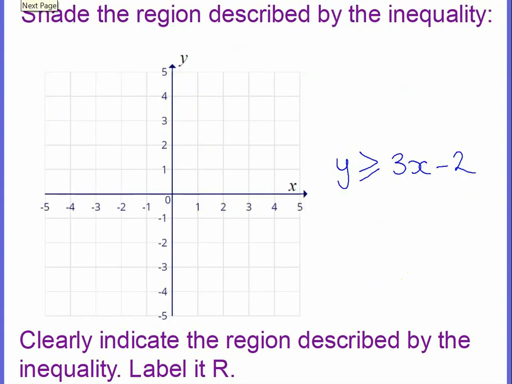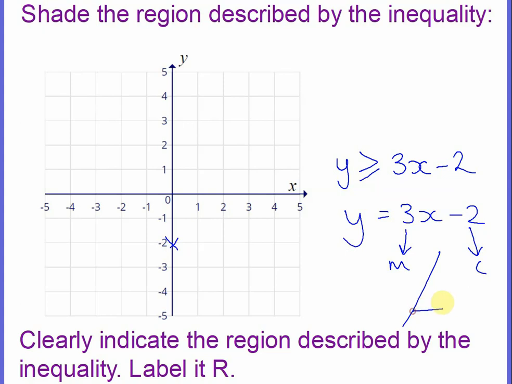So this is just a linear line, y equals mx plus c. So like all the others, we have to draw the line y equals 3x minus 2 first. So how do we do that? Well, this is the gradient, this is the y-intercept, and we're going to start there. So I'm going to put a little cross at minus 2. The gradient of 3 is up the ramp, and the smallest triangle to represent that gradient would be along 1 and up 3. So that's what I'm going to do.